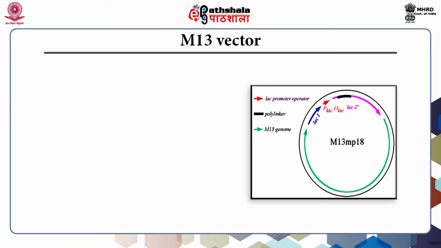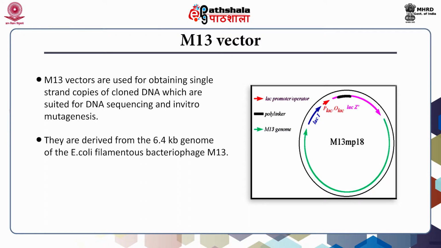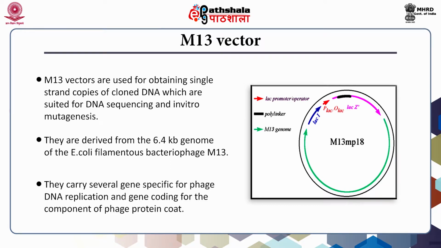M13 vector. M13 vectors are used for obtaining single strand copies of cloned DNA, which are suited for DNA sequencing and in vitro mutagenesis. They are derived from the 6.4 kb genome of the E. coli filamentous bacteriophage M13. They carry several genes specific for phage DNA replication and genes coding for the components of the phage protein coat.